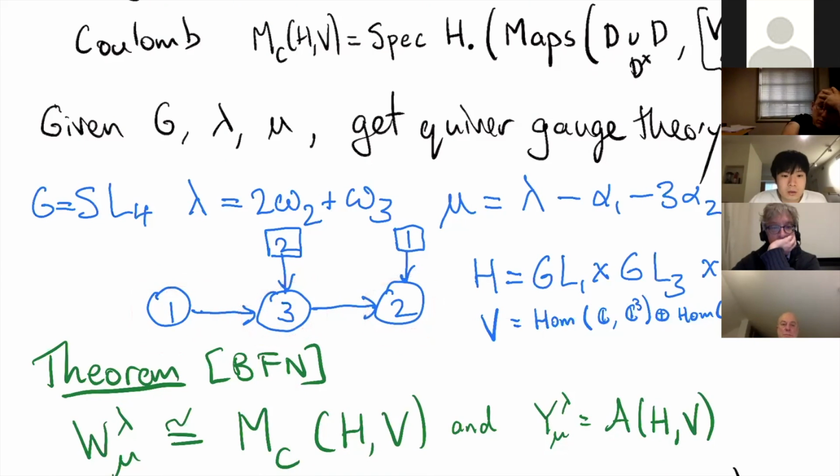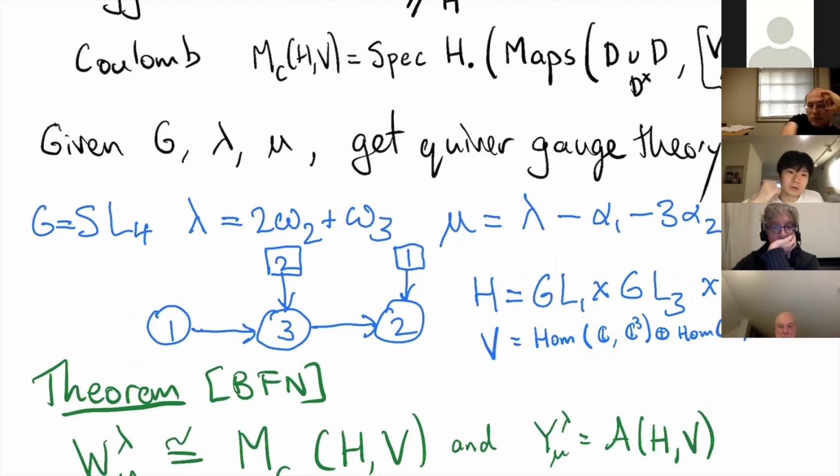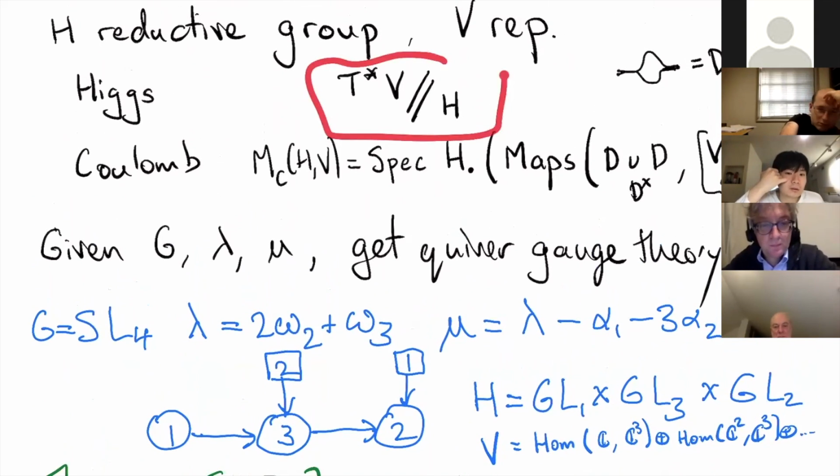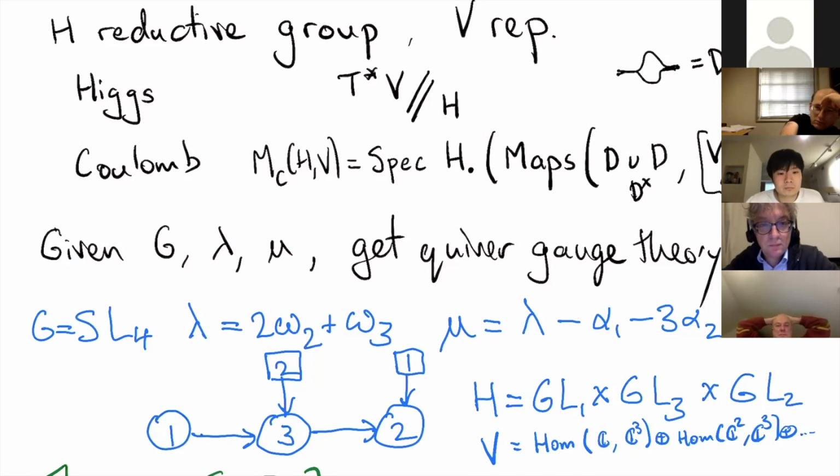And this whole thing is like a picture of the Dynkin diagram. So in this case, GL1 cross GL3 cross GL2. And we take V to be the representation corresponding to the arrows of our quiver. So in this case, it would be Hom(C, C^3), Hom(C^2, C^3), Hom(C^3, C^2), and Hom(C, C^2). There are two more factors here. And that's our H and V. If we took this data and took its Higgs branch, meaning we take the cotangent bundle of V and take the Hamiltonian reduction by H, that would be the definition of the Nakajima quiver variety associated with this data. But instead of doing that, we do the other thing, this super complicated thing, and we form its Coulomb branch.